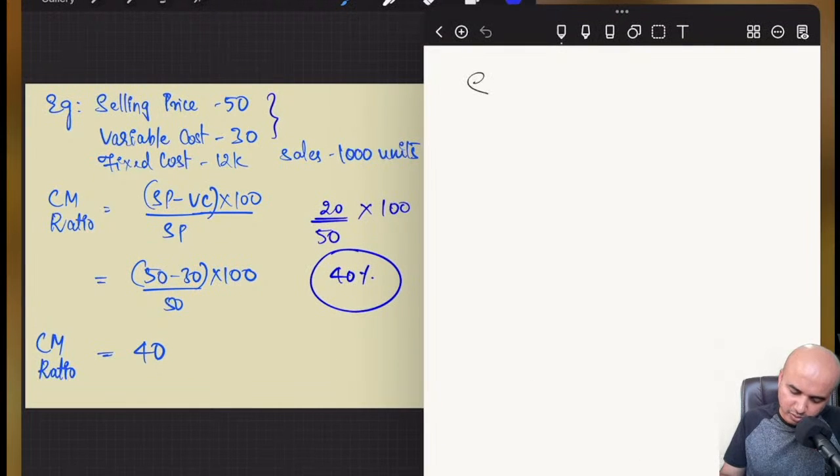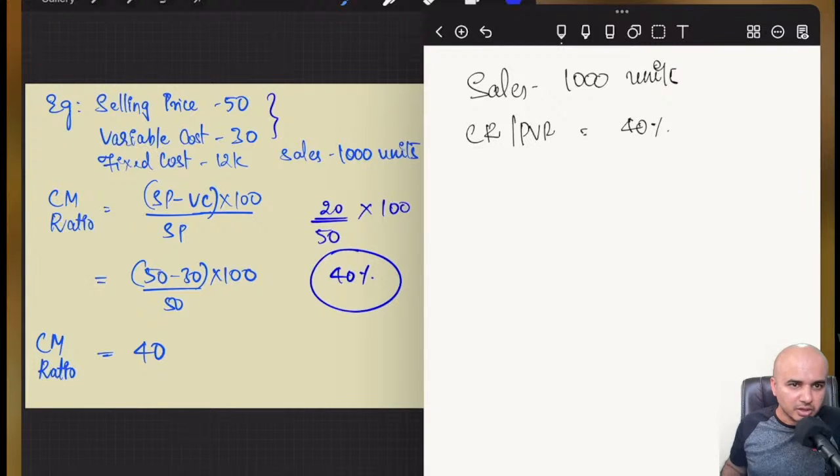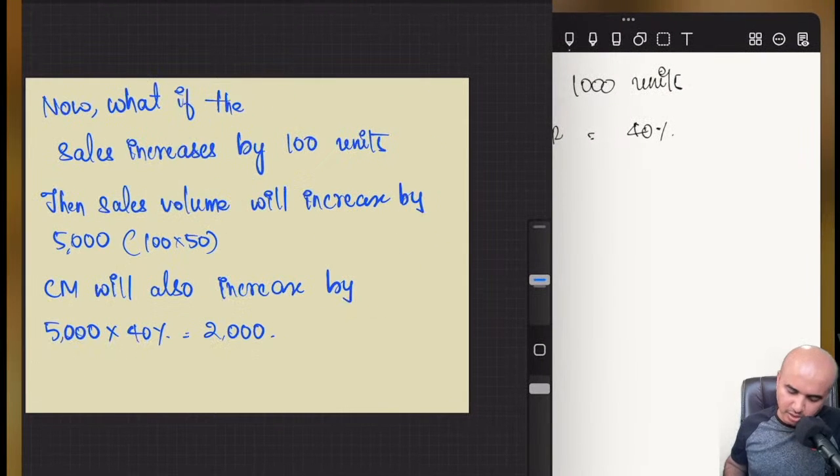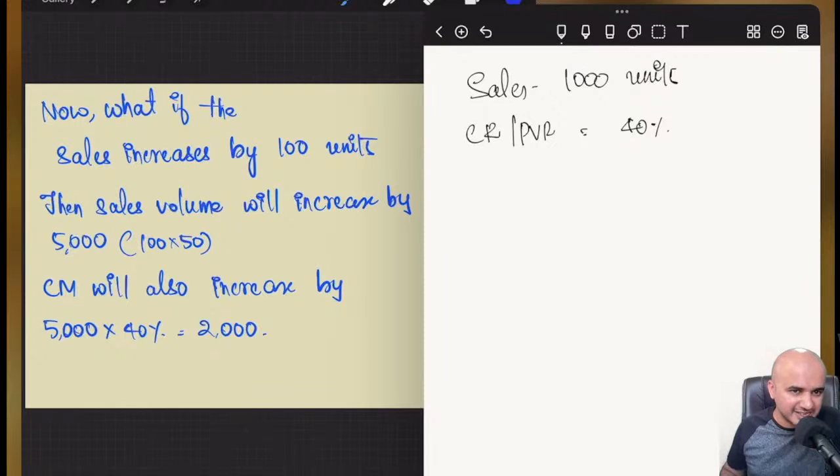Sales units is 1000. Okay. So we are selling 1000 units. And contribution ratio or PV ratio, which we have already calculated, is 40%. This is already calculated, that's why I'm not going to calculate again. Okay, let's go back to the problem now. Now the situation which they are imagining is, what if the sales increases by 100 units? That is the situation. Okay, so now if the sales increases by 100 units, instead of 1000 units, we will have 1100 units because it is increasing by 100.